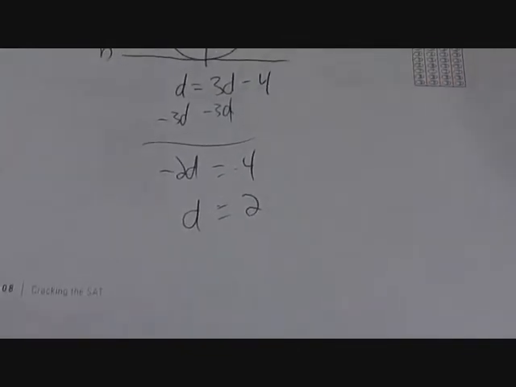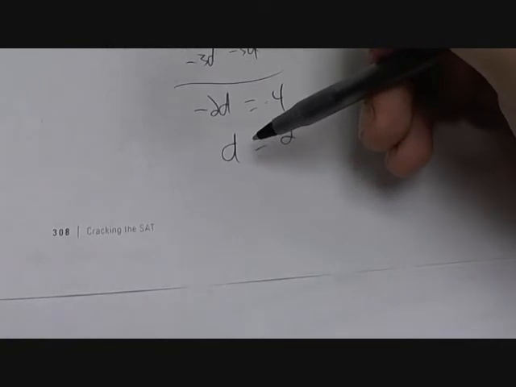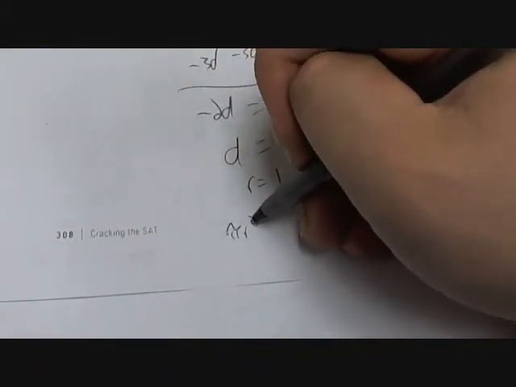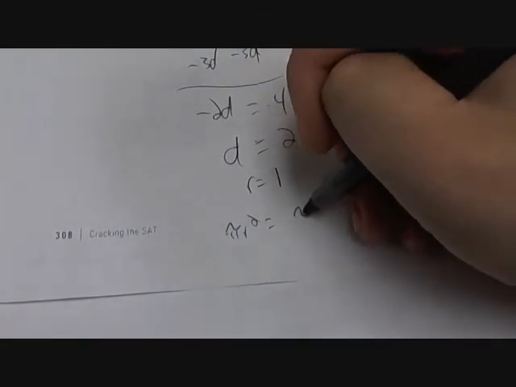Okay. But the question is asking what is the area of the circle. So if the diameter is 2, the radius is 1. The area of the circle is pi r squared. 1 squared is just 1 times pi, which is just pi. So the answer is 12.